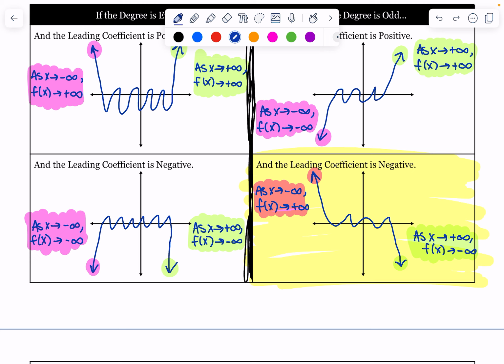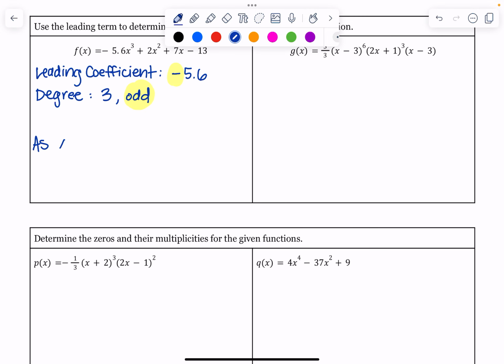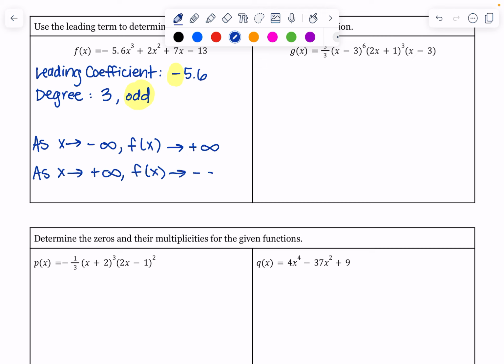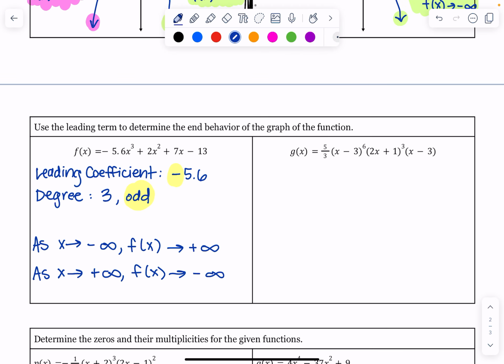So we can just copy and paste these end behaviors to our graph. So we know as x is going to negative infinity, or on the left, the graph is going to be pointing up. So f of x is approaching positive infinity. And then on the right, as x is going to positive infinity, f of x or y is pointing down, so negative infinity. Oops, I got that backwards, didn't I? Oh, no, I didn't. Yeah, so it matches that yellow highlight. Awesome, erase that.